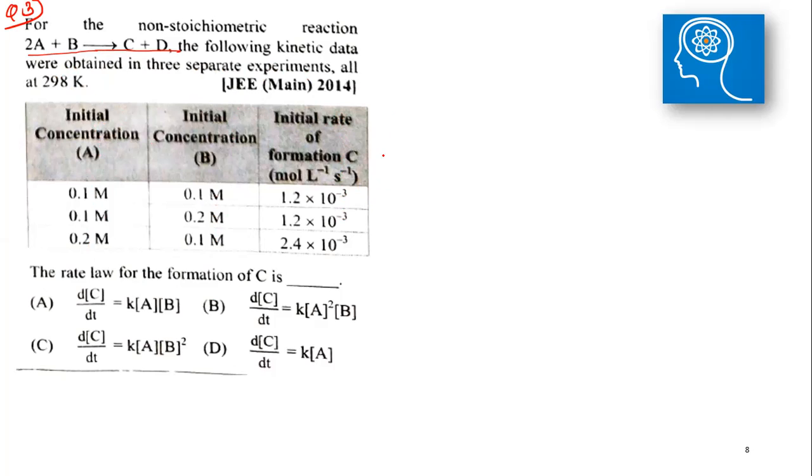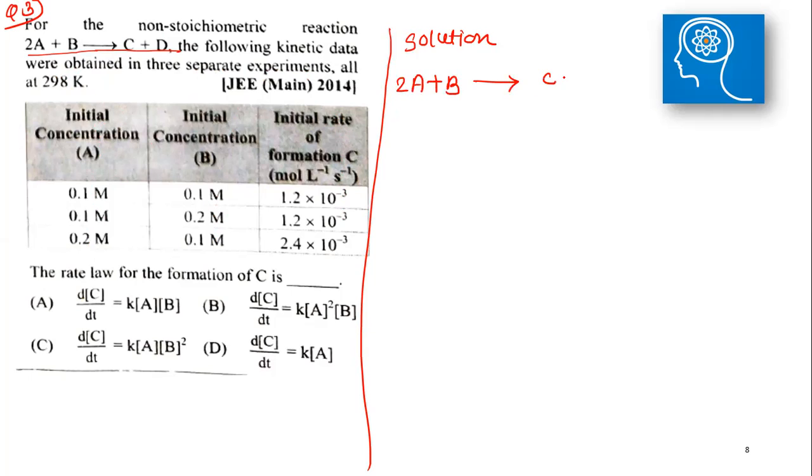Okay, the table मध्ये given आहे. रिएक्शन कुठली दिली आहे, आपण सोल्युशन. See, reaction is twice A plus B gives C plus D. Reaction. Now, how to find out rate?